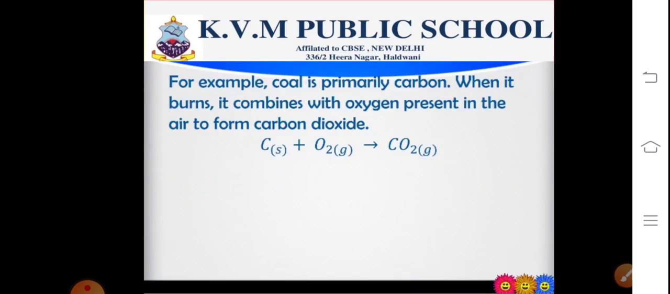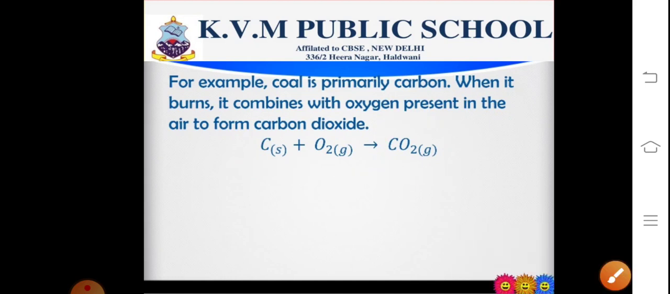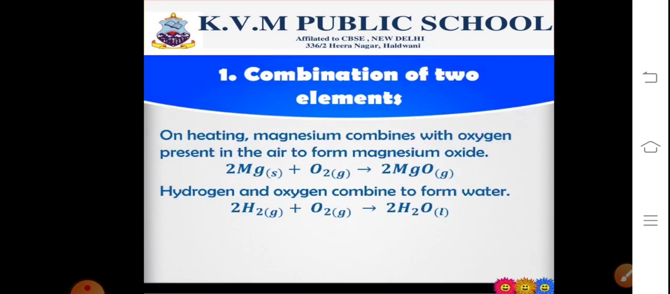Let us try to understand this with the help of an equation. Now, when we burn carbon, that means coal, the carbon combines with the oxygen gas present in the atmosphere to form carbon dioxide, which is an important constituent of the greenhouse gas which leads to global warming. Combination could be of two elements to form a new product, or of compounds to form a new product.